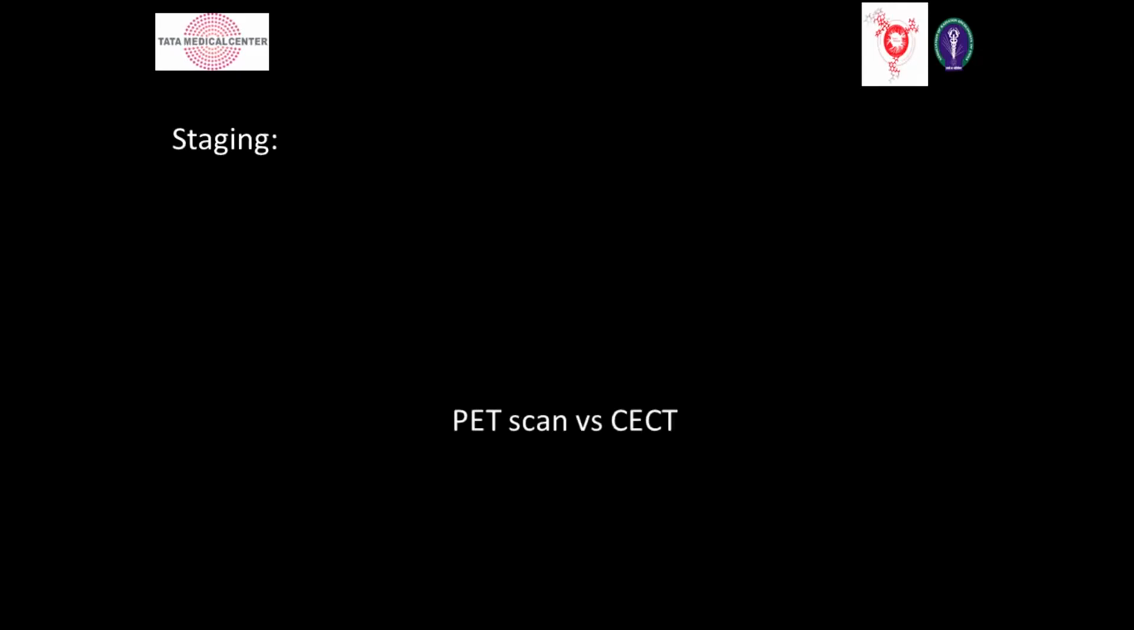PET scan has a higher yield to detect any distant mets, because esophageal cancer is notorious for distant mets like bone mets, which are far away from the original treatment field. And there is one publication from Tata Mumbai also. They have shown the lymph nodal yield in PET scan is almost 10 to 15% more compared to the CT scan.